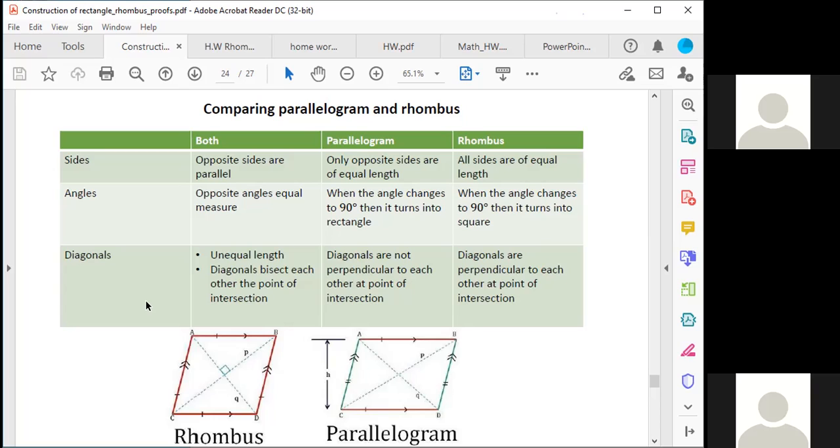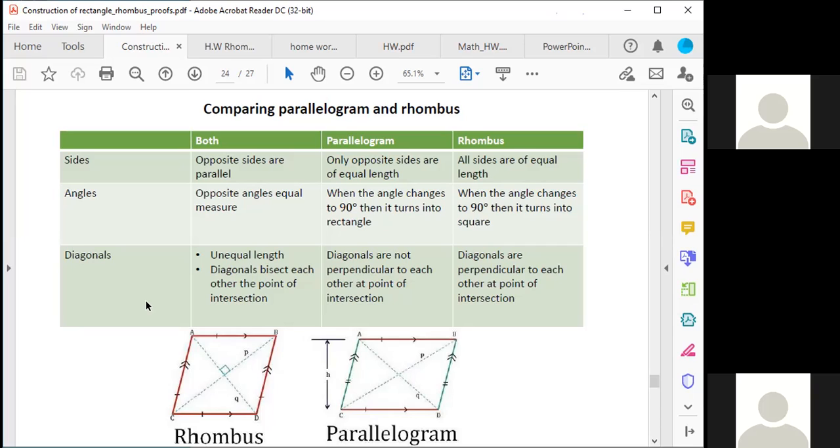Angle wise, again, I think it will be the same across the board. Okay, that opposite angles are equal, and that will hold for both the parallelogram and the rhombus. Yes, of course, if one angle is a right angle, then it will happen. But when you are comparing any two quadrilaterals, you don't want to get into their special cases. Okay.